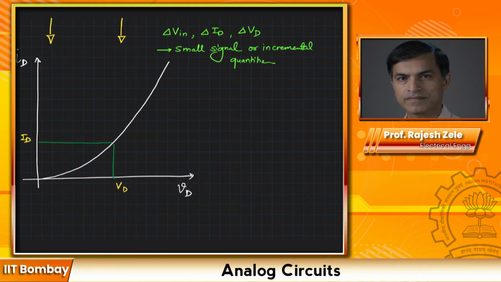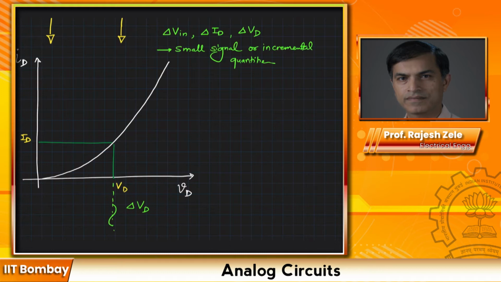As I said earlier, I'm going to apply the green quantities, which are the small signal or incremental quantity, delta VD, and we are going to figure out what is going to happen. I'm going to apply something like this; this would be our delta VD. I have exaggerated the amplitude just so that it's visible, but it's actually a very small signal compared to the voltage VD.